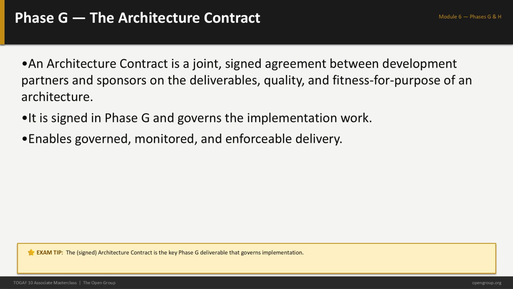The central instrument of Phase G is the architecture contract. An architecture contract is a joint, signed agreement between the development partners and the sponsors, covering the deliverables, the quality, and the fitness for purpose of an architecture. It's signed here, in Phase G, and it governs the implementation work that follows. Why does it matter so much? Because it turns "please follow the architecture" into something governed, monitored, and genuinely enforceable. Without a contract, conformance is just a hope. With one, it's an obligation. For the exam, lock this in: the signed architecture contract is the key Phase G deliverable, and its job is to govern implementation.